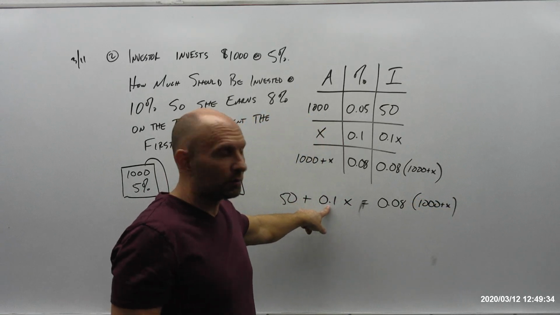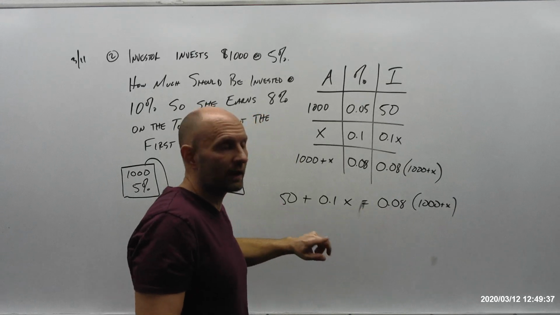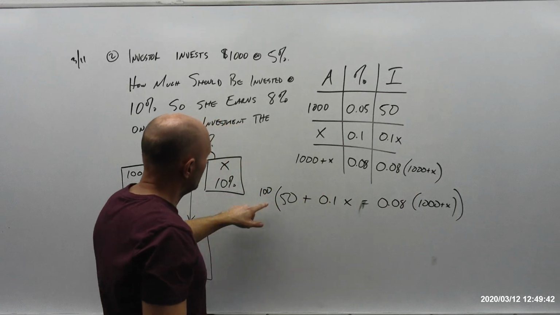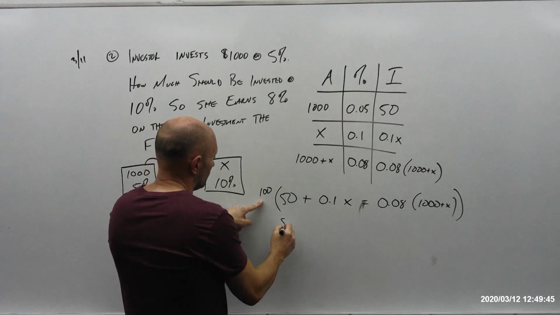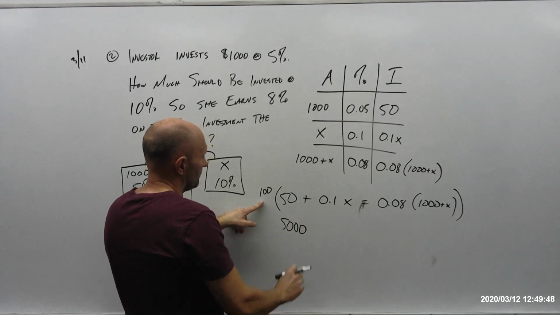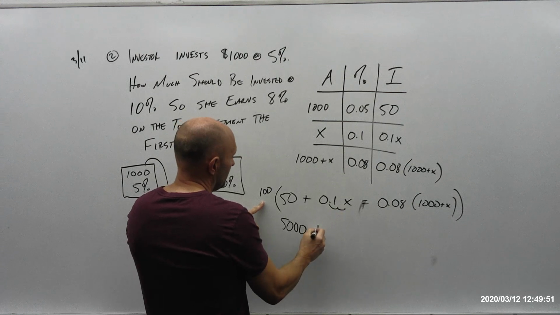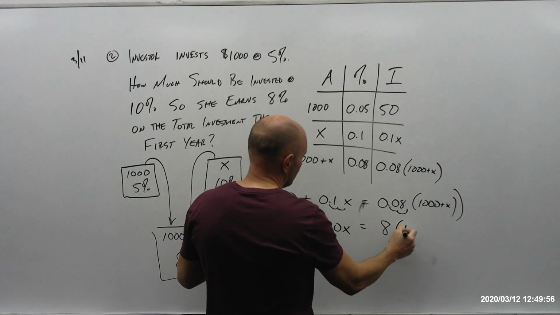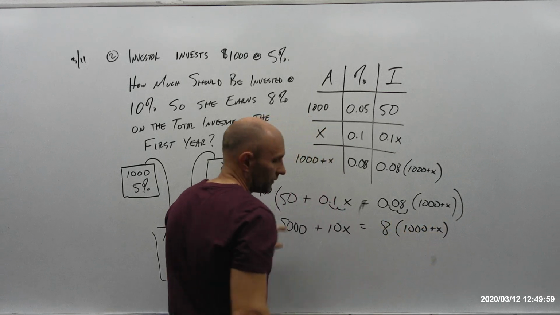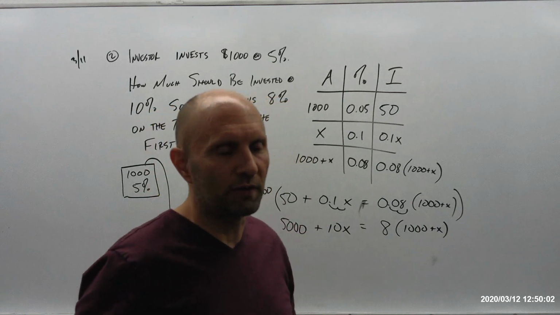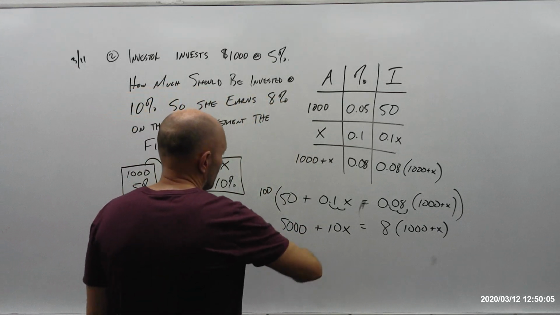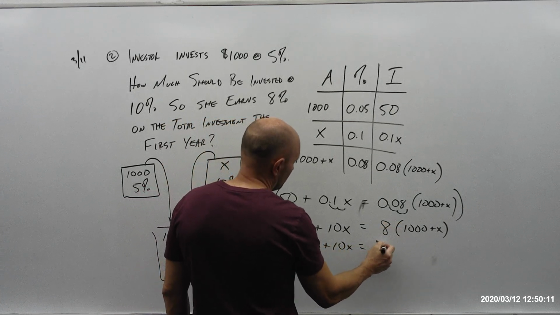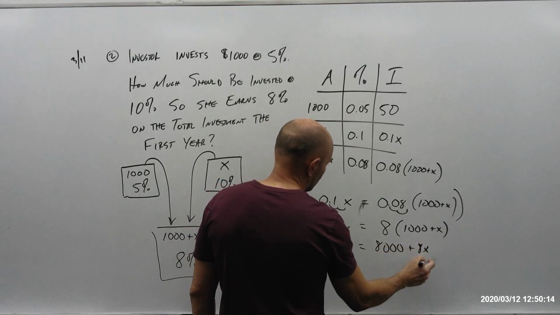So I have one decimal place here, I have two decimal places here, so I have to multiply by 100 to get rid of the decimals. So 50 times 100, so add two zeros, I get 5,000. Move the decimal two places here, so I get 10x. Move the decimal places here, I get 8 times 1,000 plus x. So now the decimals are gone. I don't have to deal with them anymore. I can just deal with whole numbers. So simplify this. You get 5,000 plus 10x equals, distribute the 8, 8,000 plus 8x.